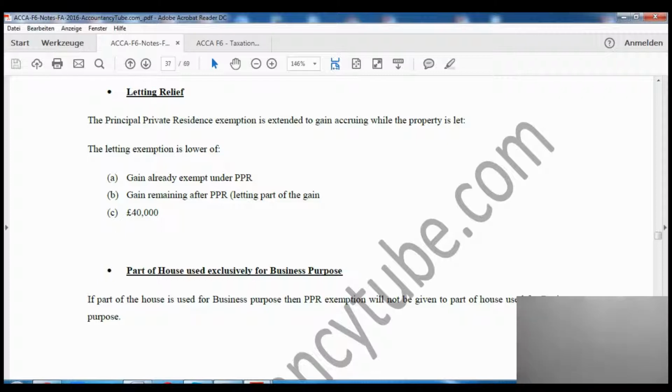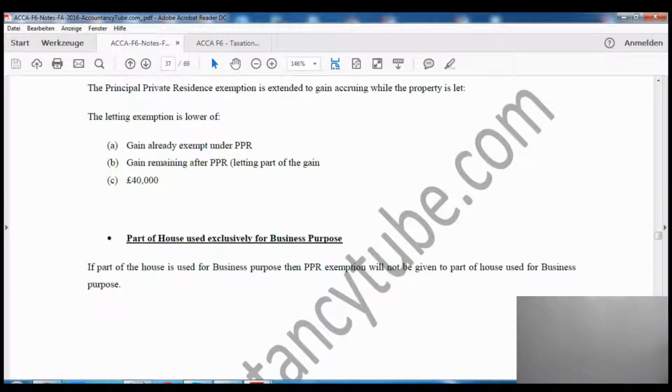The letting exemption is the lowest of these three: gain already exempt under PPR, which you have already calculated, and gain remaining after PPR. So letting part of the gain, so we'll see how many months this property was let to the tenants. So we'll take according to that. So the letting months over total months, so that we will calculate like that. And £40,000, so whichever is lower, that is our letting relief.